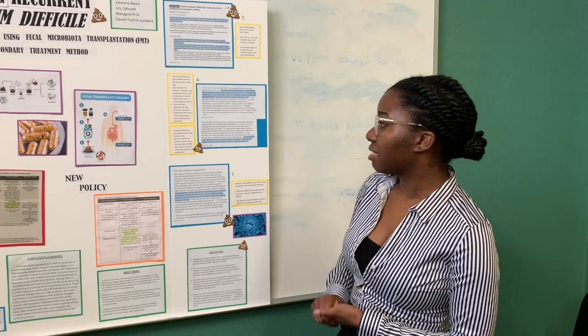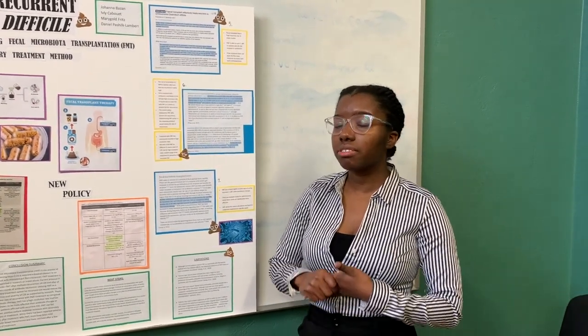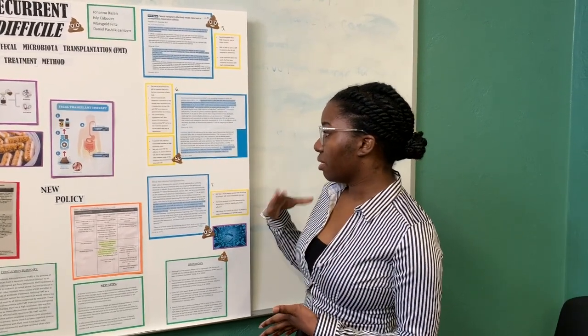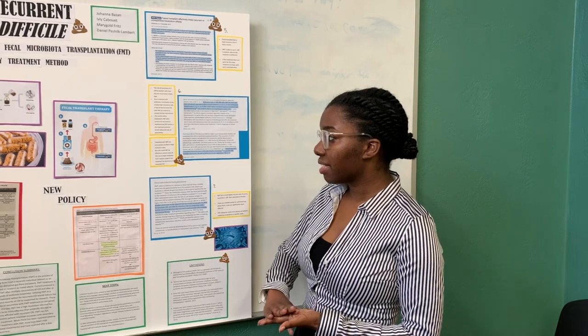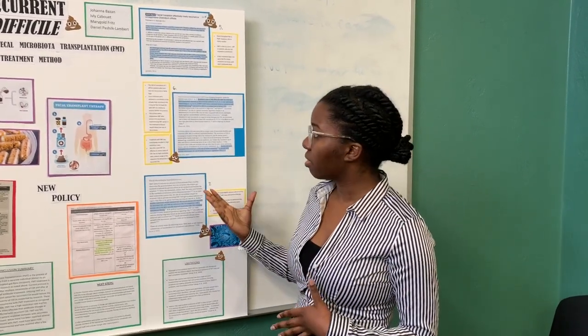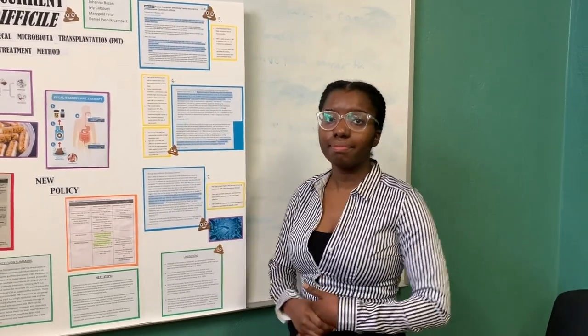So our current policy implements FMT treatment after multiple recurrences, but from the information that we gather here, we know that after the first occurrence, it's very likely that there will be more occurrences. So this supports the idea that we should implement FMT even sooner.